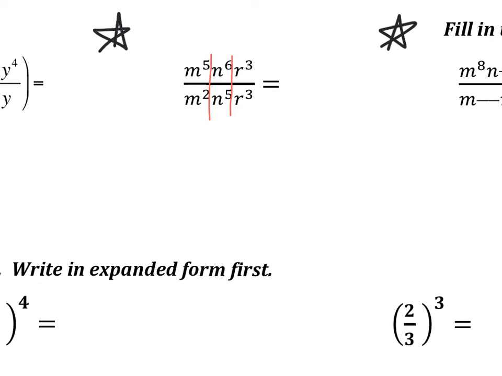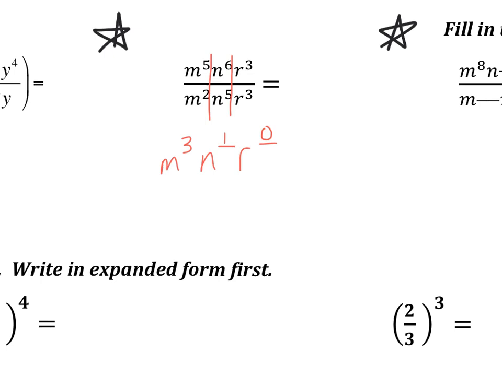Well, what's m to the 5th over m to the 2nd? Well, that would be m to the 5 minus 2, so that's going to give me 3. And then I'm going to write my n and my r. I've got to figure out what's going to go up here and what's going to go up here still. Well, let's figure that out. N to the 6 minus 5, that's 1, so that's what goes there. And then for the r's, 3 minus 3 is actually 0, isn't it? So this is r to the 0.